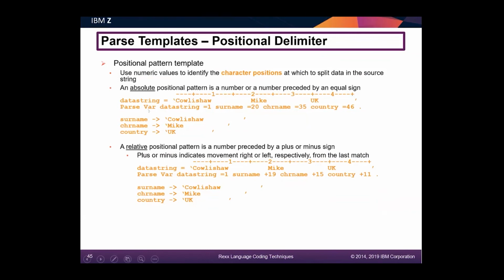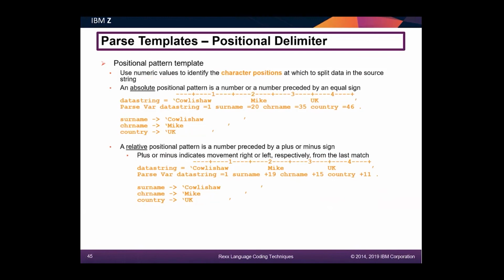So I say parse the variable data string. The equal one says start in column 1. Put everything you see into surname until you get to column 20, and then start putting everything into Christian name until you get to 35, and then start putting it into country until you get to column 46, and then throw everything else away. That's what the dot is doing. So what I end up with, surname, Christian name, and country are Kalashaw, Mike, and UK, and you'll notice it has these extra blanks in it because I am not doing blank delimiting. I'm doing positional delimiting, and therefore, based on the columns, all of the data gets put into the variable.